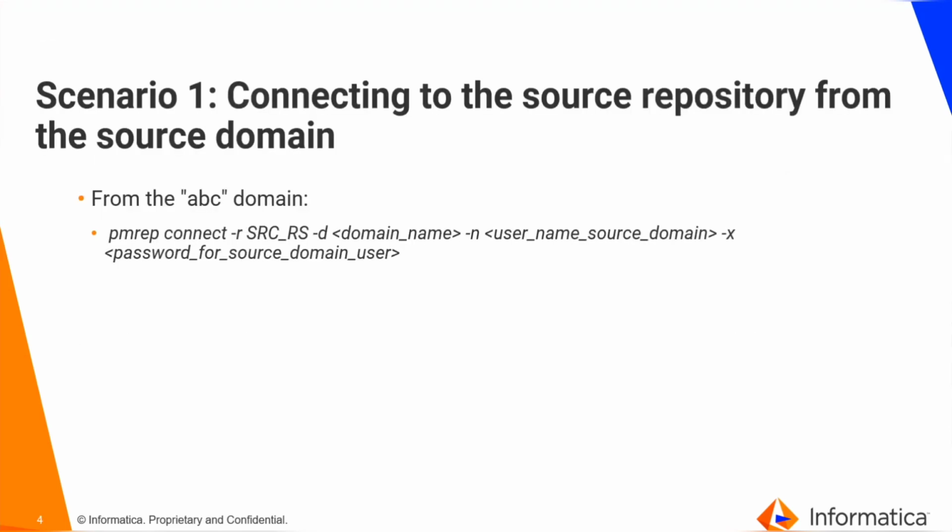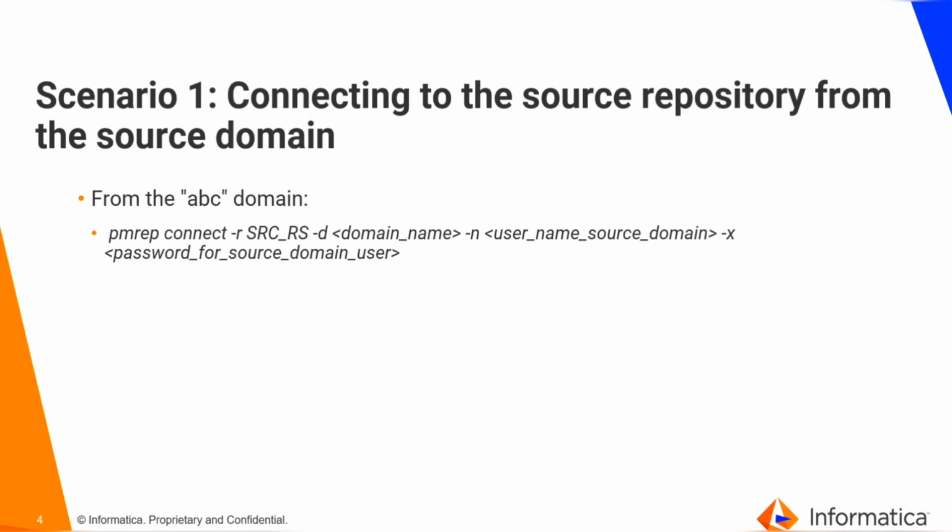Considering scenario 1, that is connecting to the source repository from the source domain, you just need to log into your ABC domain, that is your source domain server, and run the pmrep connect command using hyphen r and hyphen d, along with your user and password. Here we are using hyphen d. There is also an option called hyphen h and hyphen o, that is host name and port number. We need to understand the difference between when to use hyphen d and when to use hyphen h and hyphen o.